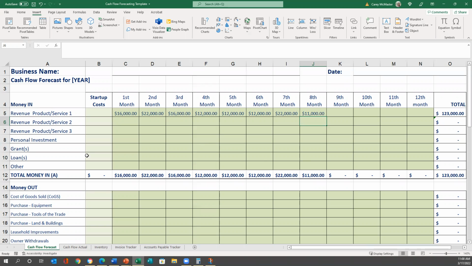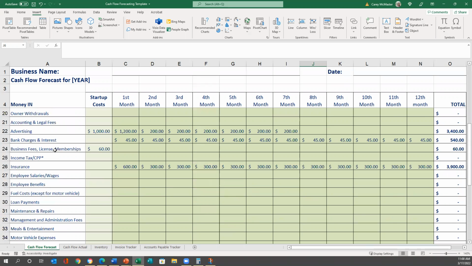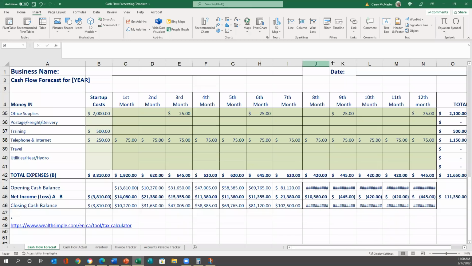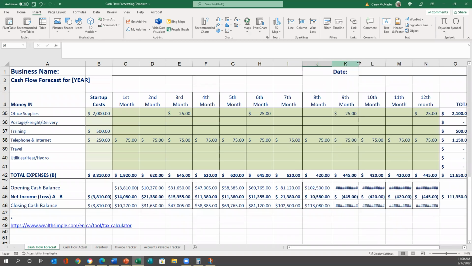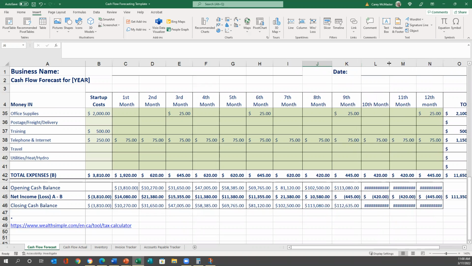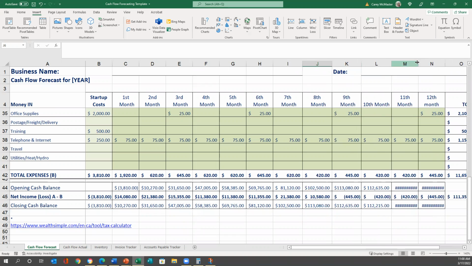So let's take a look at what we have going on at the bottom. So we have some of our expenses in, we have our sales in. The first month we're operating at a deficit, so that's never good. But we haven't put all the information in yet. So let's just widen these columns just so we can see what's happening. And then we're going to populate with the rest of the information.